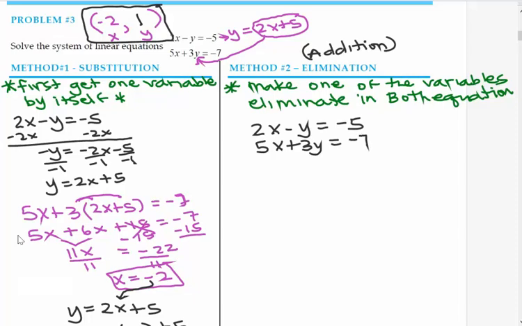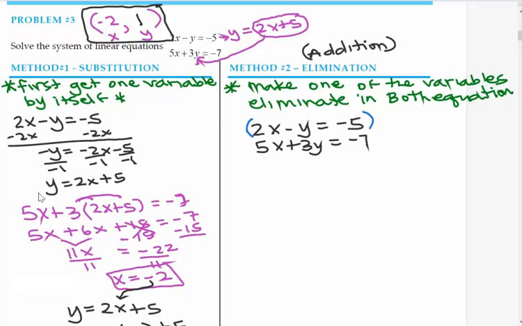All right, so if I add these together just the way they are, I'm not going to be able to eliminate any of the variables, right? If I add the x's together, I get 7x. If I combine those y's together, I get 2y. And so I'm not getting a variable to eliminate. So we've got to make it eliminate. And the way that we're going to get them to eliminate is we need to multiply.